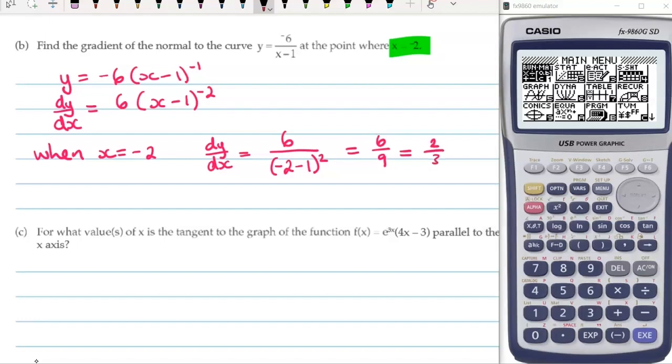Now that gives the gradient of the tangent, and just note here we want the gradient of the normal. So the gradient of the normal is the negative reciprocal of that. So that's going to be minus 3 over 2.